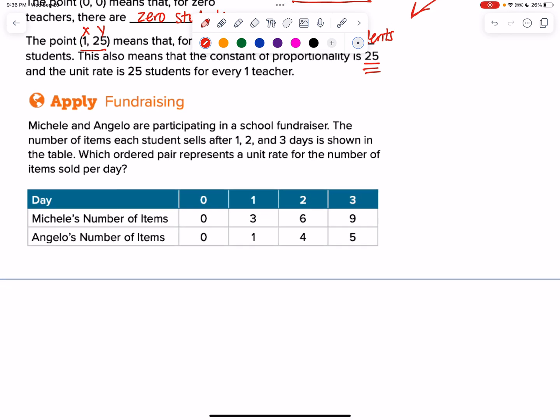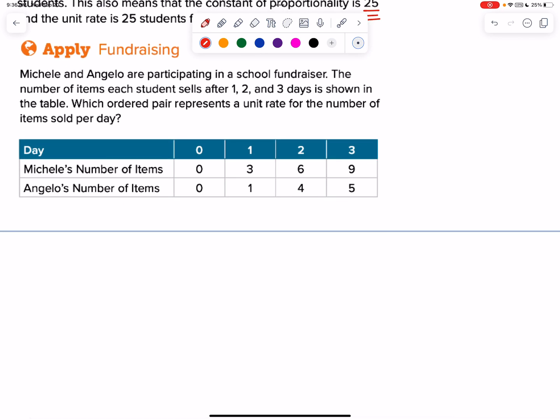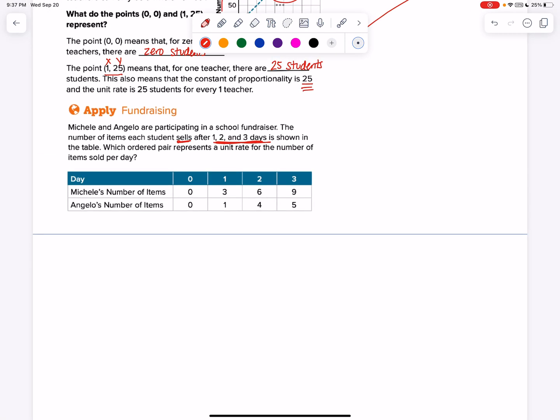So Michelle and Angelo are participating in a school fundraiser. The number of items each student sells after 1, 2, and 3 days is shown in the table. Which ordered pair represents a unit rate for the number of items sold per day? So we want to find the relationship that is proportional. And here's what you need to notice, though. They're saying how much they sell per day. So we have to look at these separately. Really, this is Michelle, and then the days with Angelo is the other.